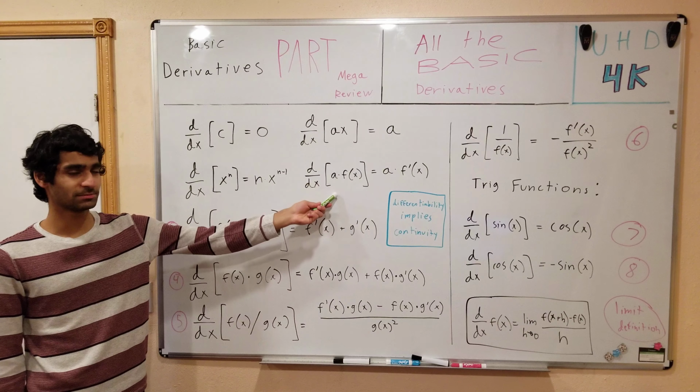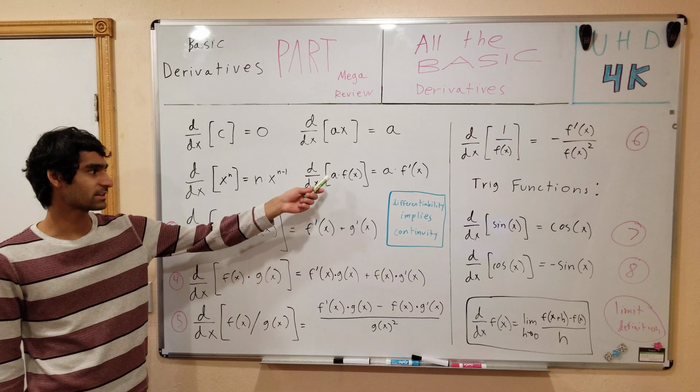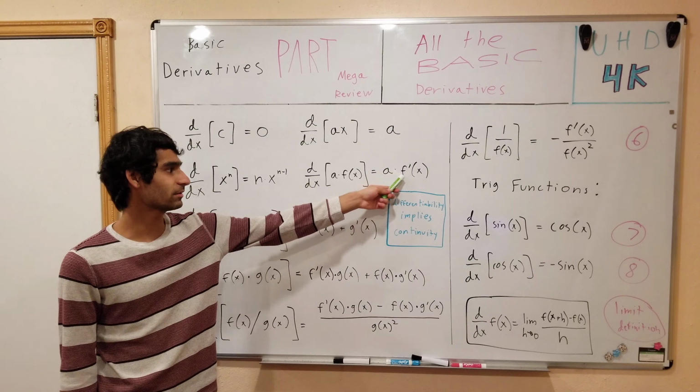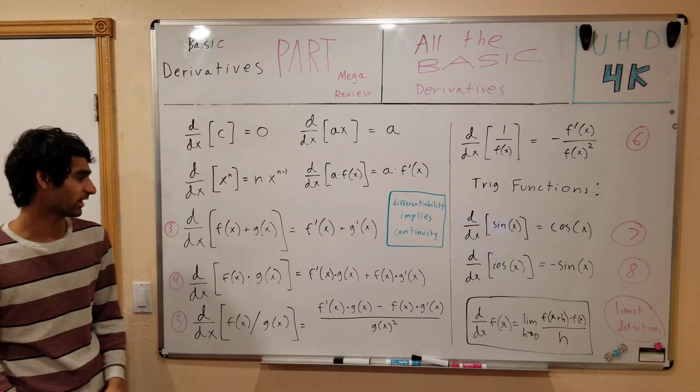And we have the scalar multiplication rule. The derivative with respect to x of a times a function f of x is equal to a times the derivative of that function f of x, f prime of x.